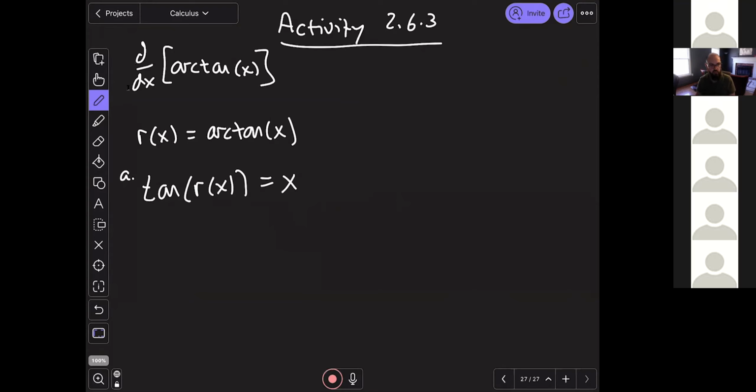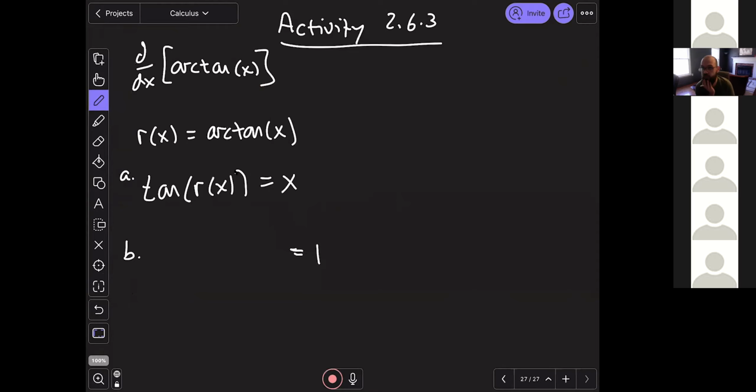All right, so part B says differentiate both sides of the equation you found in A and solve for r prime. Okay, so we're going to take the derivative of both sides, and then what should happen is we should find that r prime pops out of this. Remember, like we did last time, right? The derivative of r of x is the same as arctan, and so we're going to see an r prime come out of this, and whatever we can simplify that to is going to give us the derivative of arctangent. Okay, so for part B, we're going to take the derivative of both sides.